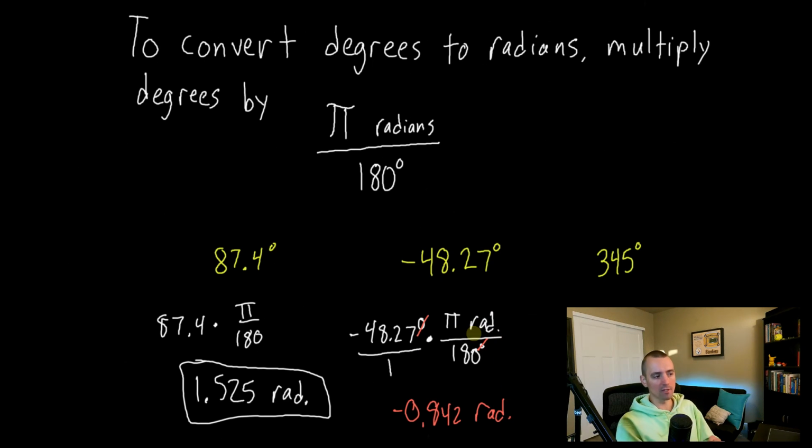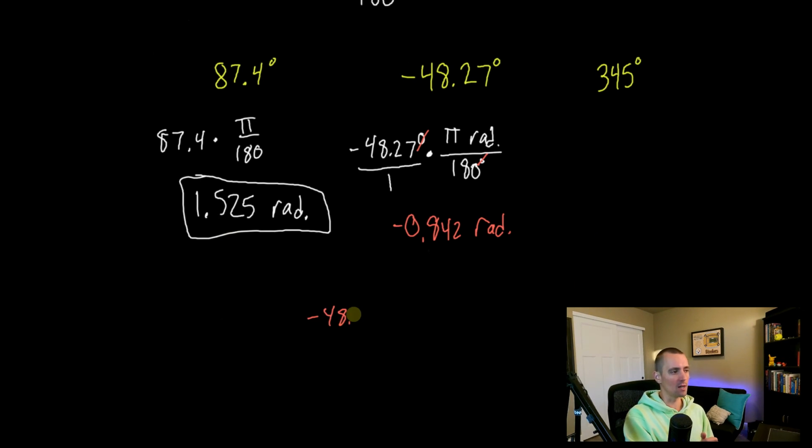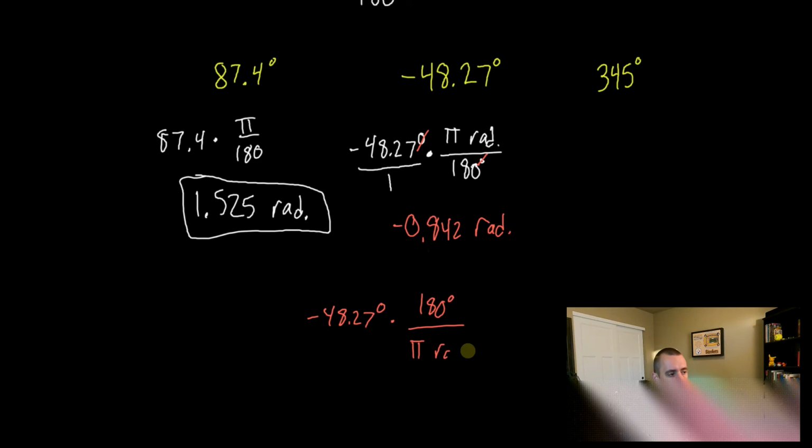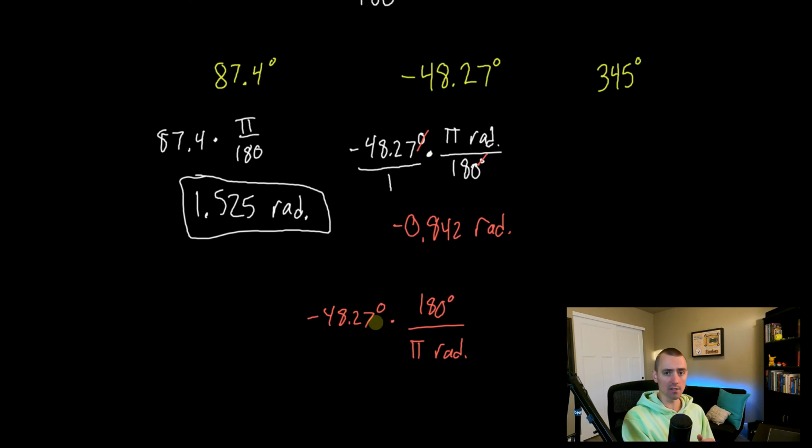So the reason why it's nice to keep your units on there is because if you put that in the wrong order, let's say, for example, if we did negative 48.27 degrees times 180 degrees over pi radians, look what will happen. The degrees no longer would cancel because they're both on the top of the fractions, right? So you'd end up with some number, whatever it is, with degrees squared and radians. That doesn't make any sense. That's complete nonsense, right?